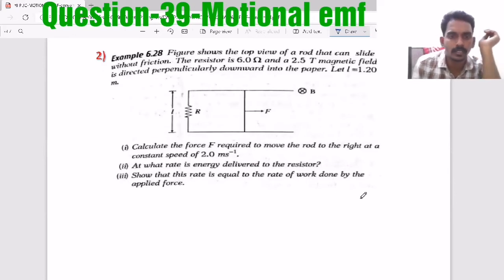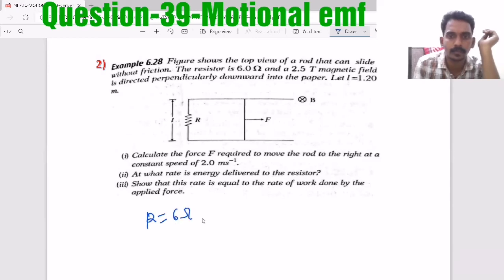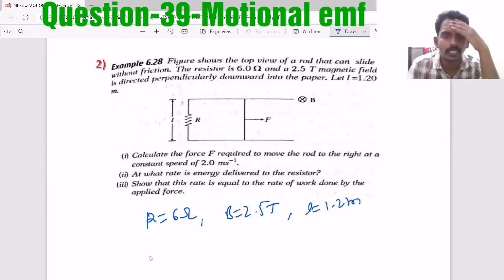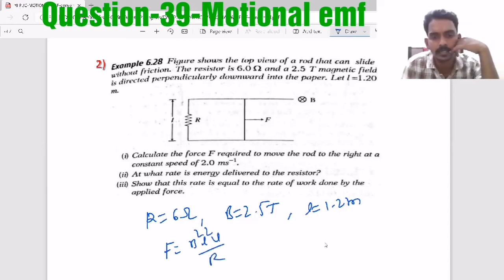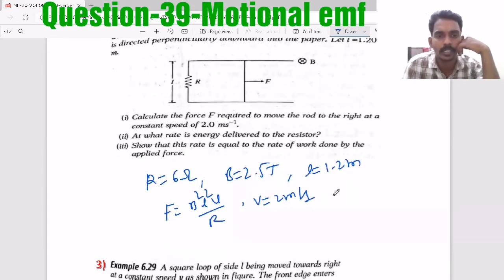Now, the very first thing is they have given the resistance as 6 ohm, magnetic field as 2.5 tesla, and length as 1.2 meter. Now calculate the force required to move the rod to the right at a constant speed. So what is the force formula? B squared L squared V by R. Resistance is given, L is given, B is given, and the speed they have given as 2 meters per second. Then you can find it easily.